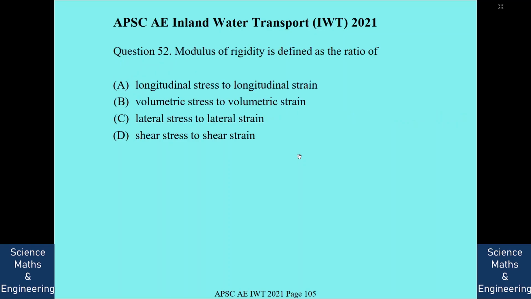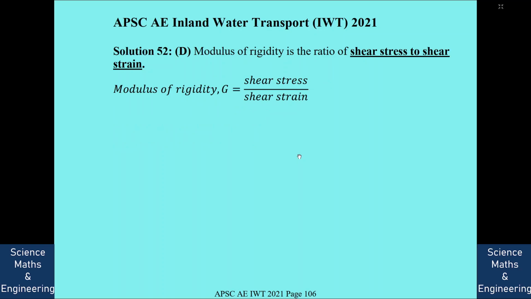Next, modulus of rigidity is defined as the ratio of A, longitudinal stress to longitudinal strain, B, volumetric stress to volumetric strain, C, lateral stress to lateral strain, or D, shear stress to shear strain. So the answer is, modulus of rigidity is the ratio of shear stress to shear strain. So it is denoted by G, capital G.